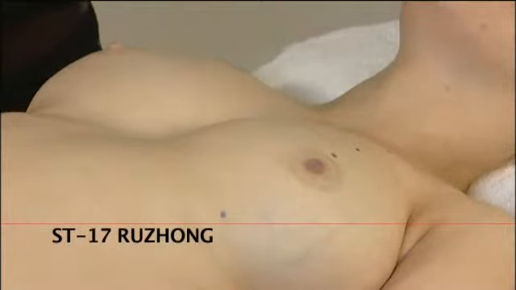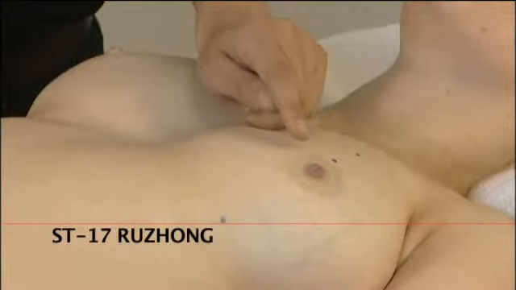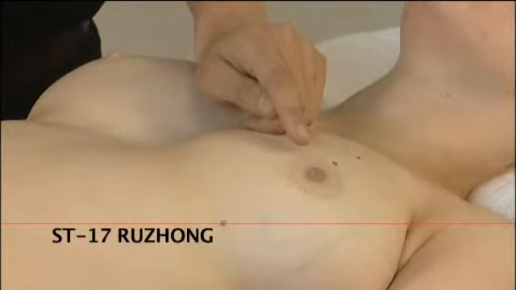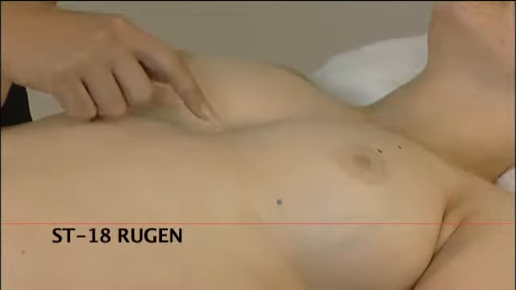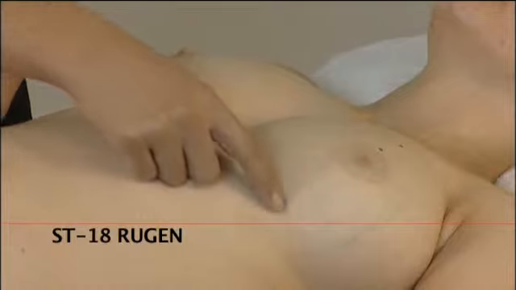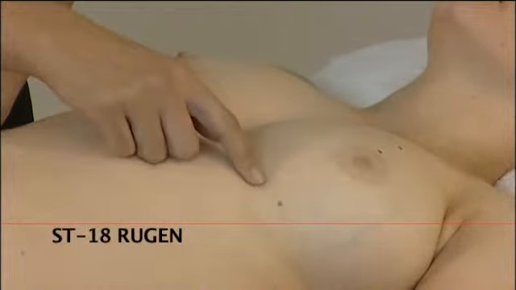Stomach 17 is in the centre of the nipple. This point is never moxed or needled. Stomach 18 is in the fifth intercostal space, 4 cun lateral from the midline, at the root of the breast.